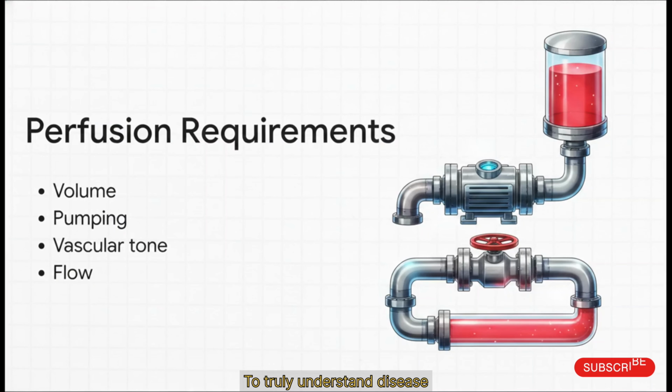To truly understand disease and pathology, we first have to understand the baseline normal, right? We need to know what the body actually requires to keep tissues perfectly perfused. There are 4 essential pillars required for normal tissue perfusion. First, you need adequate circulating blood volume. Second, you need an effective cardiac pump to push all that volume. Third, you need appropriate vascular tone, meaning the blood vessels have to be the exact right diameter to maintain pressure. And fourth, the physical pathway for the blood has to be completely unobstructed. If any one of these 4 pillars fails, tissue perfusion drops, oxygen delivery plummets, and your patient enters shock.